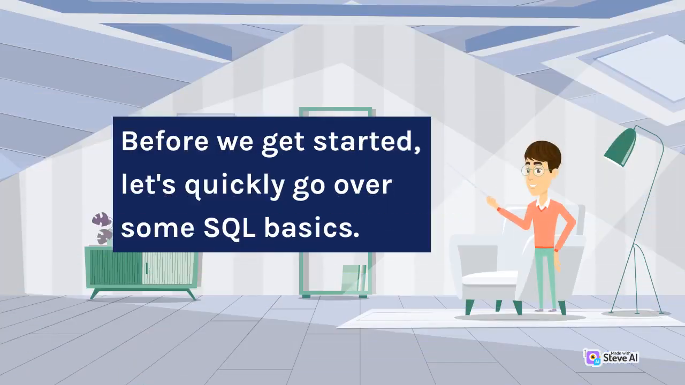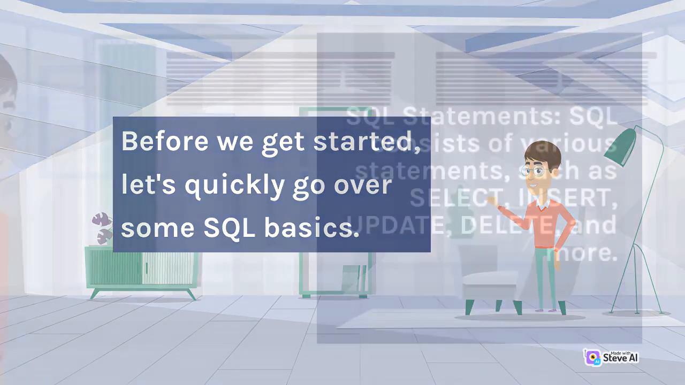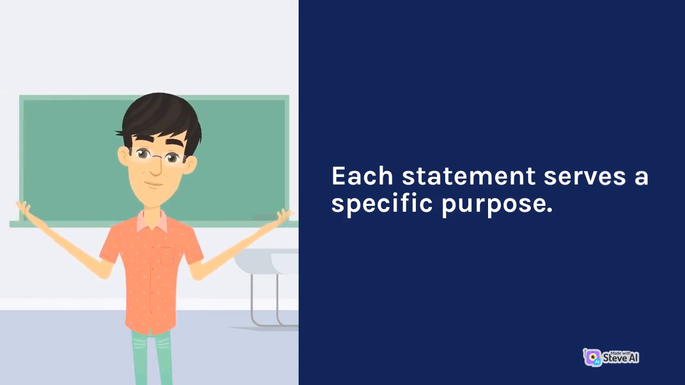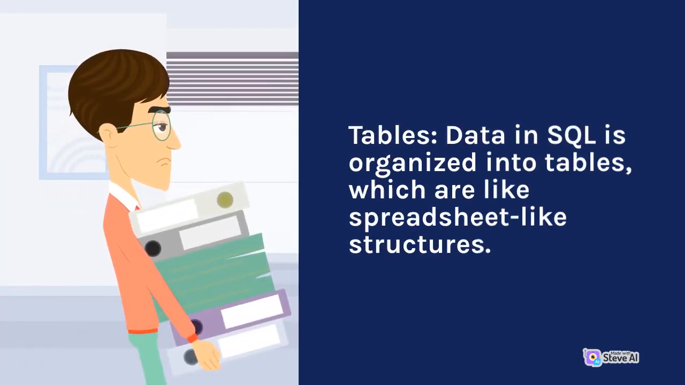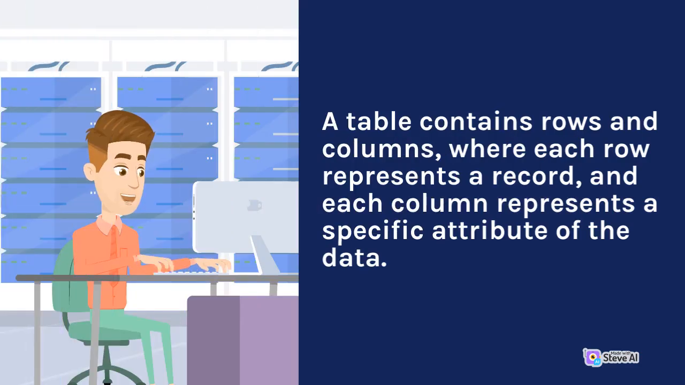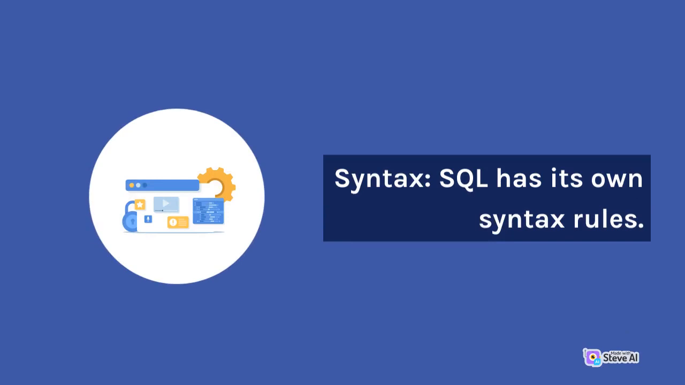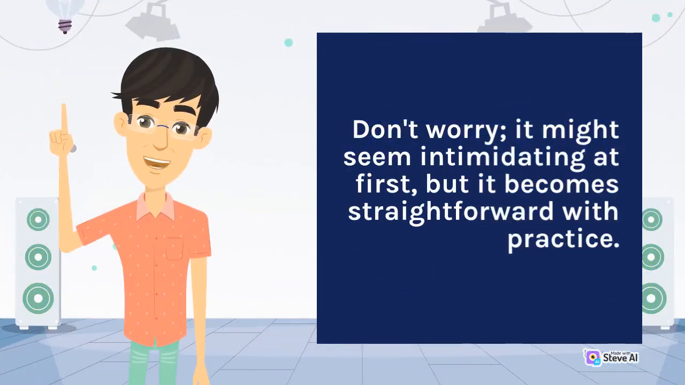Before we get started, let's quickly go over some SQL basics. SQL statements: SQL consists of various statements, such as select, insert, update, delete, and more. Each statement serves a specific purpose. Tables: data in SQL is organized into tables, which are like spreadsheet-like structures. A table contains rows and columns, where each row represents a record, and each column represents a specific attribute of the data. Syntax: SQL has its own syntax rules. Don't worry, it might seem intimidating at first, but it becomes straightforward with practice.